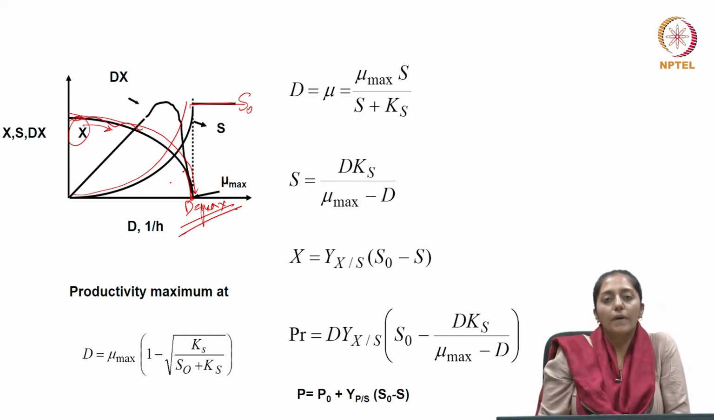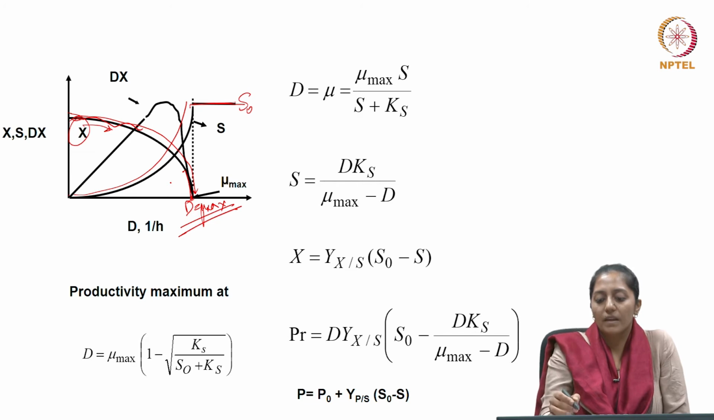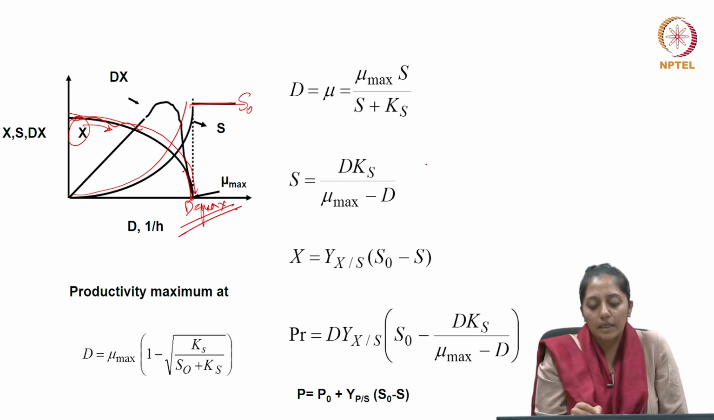If you want to find the dilution rate at which the productivity is maximum, we are here referring to productivity as biomass productivity. So, if we need to determine the dilution rate at which the biomass productivity would be maximum, then let us see how we can calculate it.